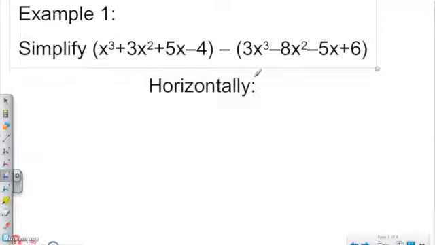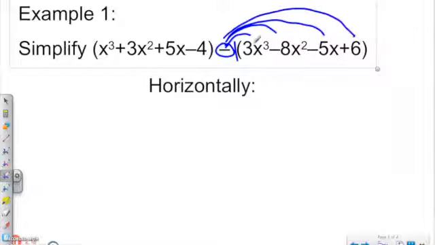Alright, so let's go ahead and jump into an example. We are going to simplify this expression. We have x cubed plus 3x squared plus 5x minus 4 minus the quantity 3x cubed minus 8x squared minus 5x plus 6. So here's the minus sign that we've been talking about. And this is where I was talking about that you could put the 1 into the problem, because what we're doing is we're taking -1 and we're distributing it. So we're multiplying -1 times each one of these terms.